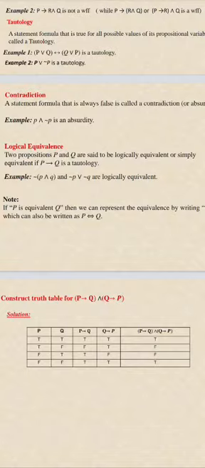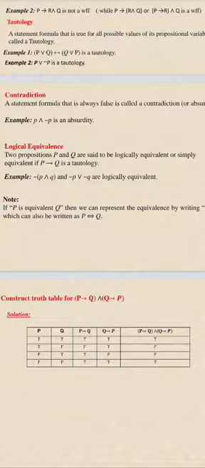Contradiction. A statement formula that is always false is called a contradiction. The final truth value is false, so it is called a contradiction statement. Example: P and negation of P is a contradiction, also called an absurdity.